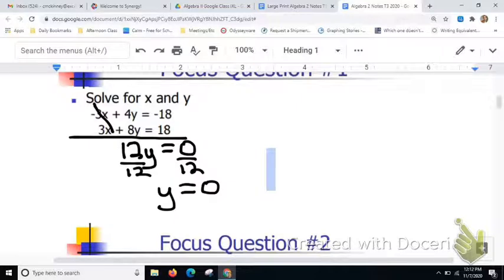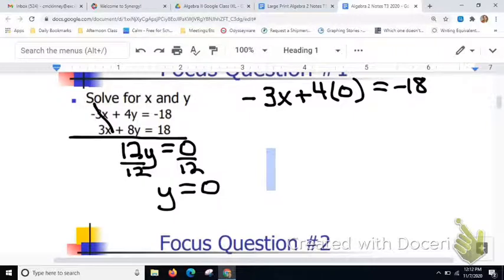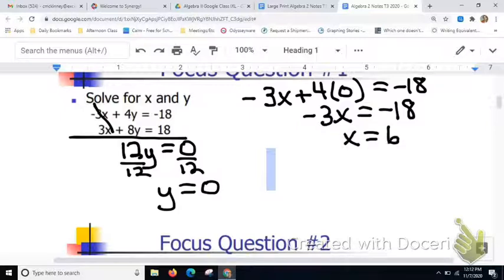So I take one of the two original equations. I'm just going to jump in and do the first one. Negative 3x plus 4 times 0 is negative 18. Well, 4 times 0 is 0, so this is just negative 3x is equal to negative 18. Then, of course, we're going to divide both sides by negative 3, and x is 6.